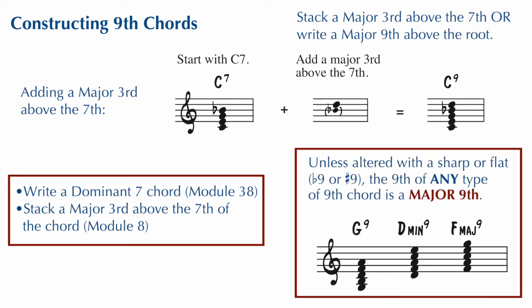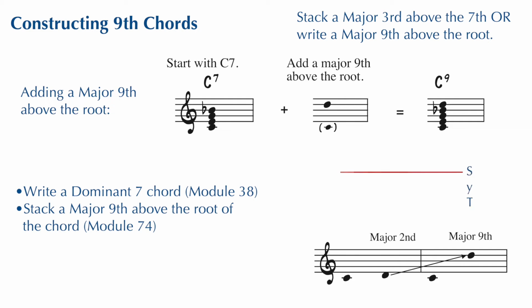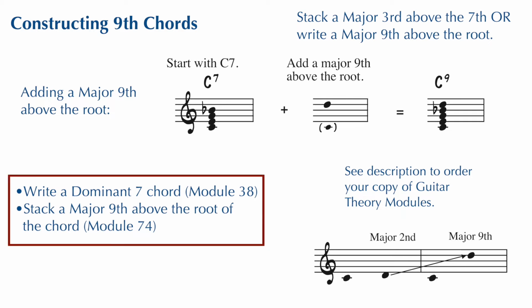Unless you see a sharp or flat in front of the 9th in a chord name, the 9th of a dominant 9 chord is always going to be a major 9th above the root of the chord. Since you know that the 9th of a 9th chord is always going to be a major 9th above the root, another way you can construct a 9th chord is to write a dominant 7th chord and then add a major 9th above the root.